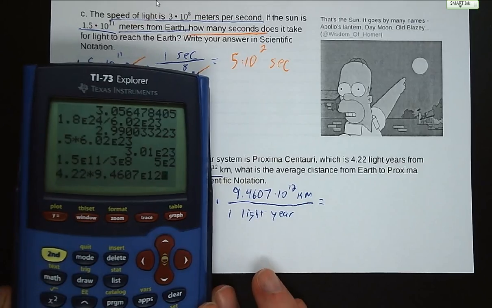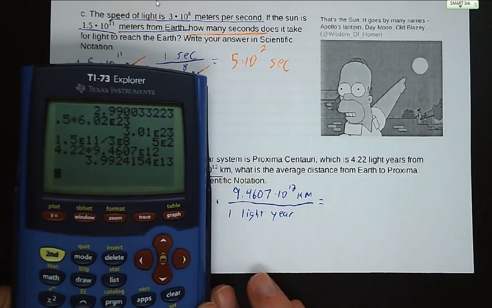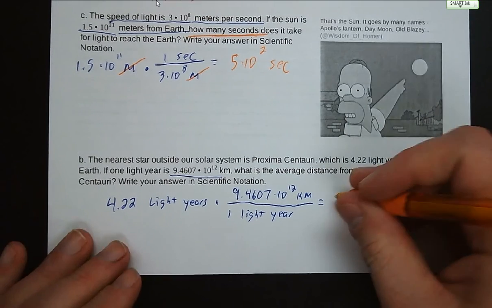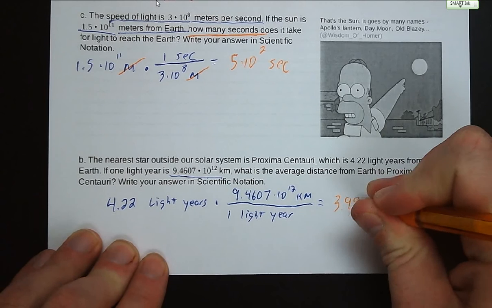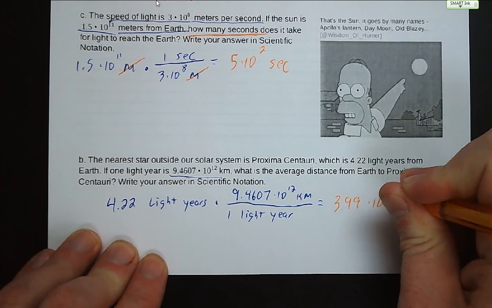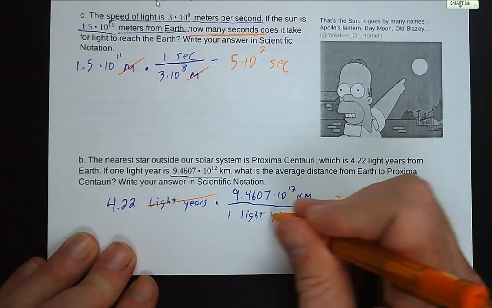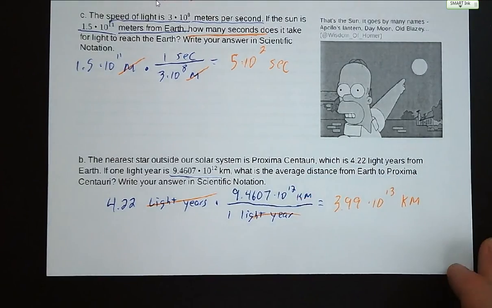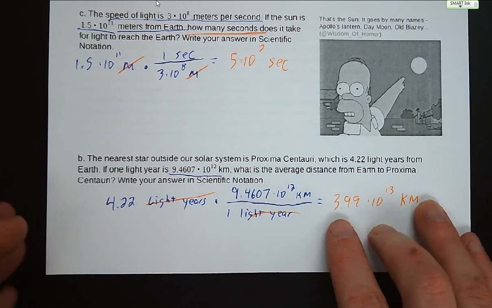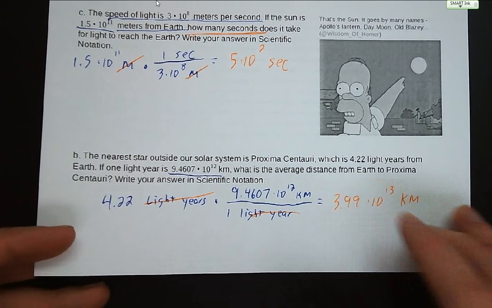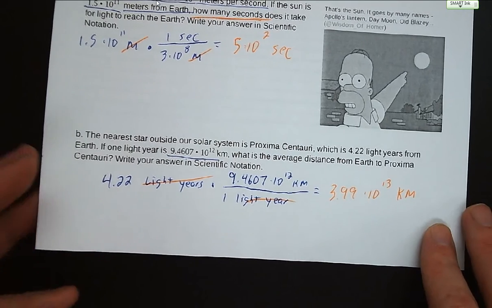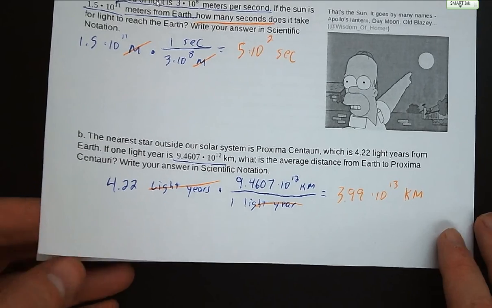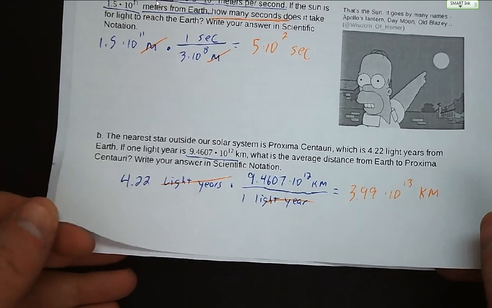Hit enter, and we get 3.99 times 10 to the 13th. We have 3.99 times 10 to the 13th. All right, and we're left with kilometers. All right, so that's approximately how far it is. 3.99 or 399 followed by 11 zeros. That is how many kilometers away the closest star outside of our solar system is to the Earth.